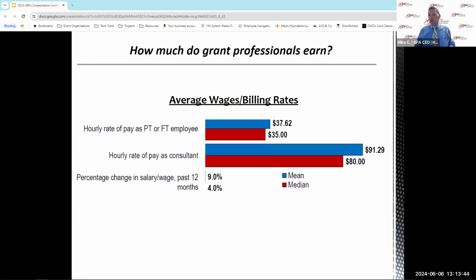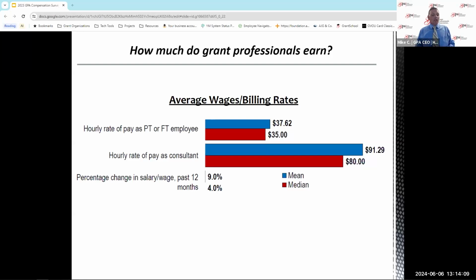We also include in this the hourly rate or the hourly billing rate for consultants. And so you can see the mean there is just over $91, and the median is $80. So the mean continues a pattern of small recent decreases, while the median did increase $5 from 2022.